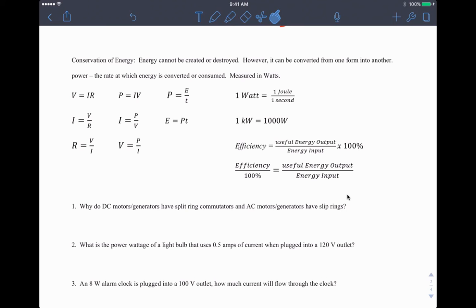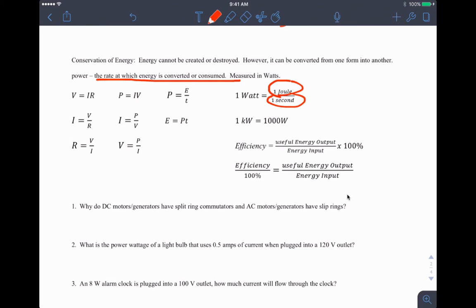But the rate that we do that is called power. So you can see it listed here. It's the rate at which energy is converted or consumed, and it's measured in watts. So a watt is actually a joule per second. And that's on most of the tests and quizzes I'll give you just to remind you, but you're probably familiar with the easiest one, which is a light bulb. Most light bulbs are rated at a certain wattage, is how we would say it. A 100-watt light bulb uses 100 joules of energy every second.